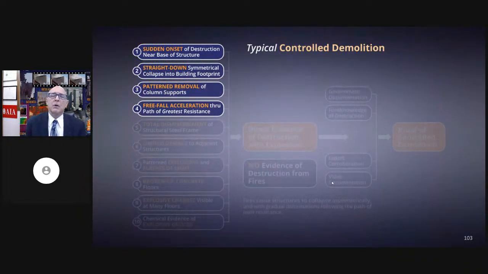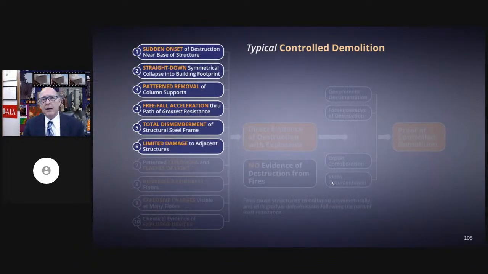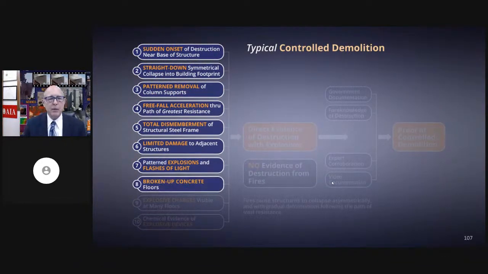So there's no deceleration from that resistance because it's been removed, resulting in the total dismemberment of the structural steel system, and therefore limited damage to adjacent structures. That's one of the goals of controlled demolition. And patterned explosions heard by witnesses, flashes of light seen by them. If you have these features, you know you have explosions.